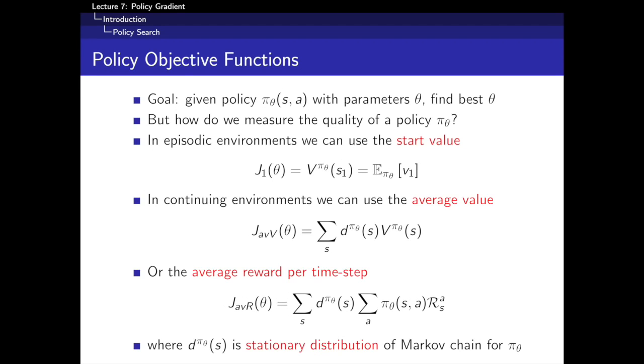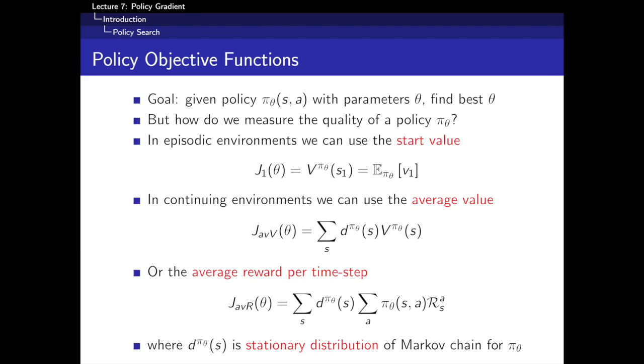Or we could use the average value, and this is something we could do in a continuing environment. In an environment which just goes on forever, there might not be a start state. So we might want to consider the probability that we're in any state. This is the stationary distribution. This is the probability that we actually end up in any state under our policy pi, times the value from that state onwards. So it's like averaging over the values of all states. I might be in state 1 and get 10 units of reward from that point onwards, or I might be in state 2 and get 20 units of reward from that point onwards. And so we might average over those and say the objective is maybe 15.